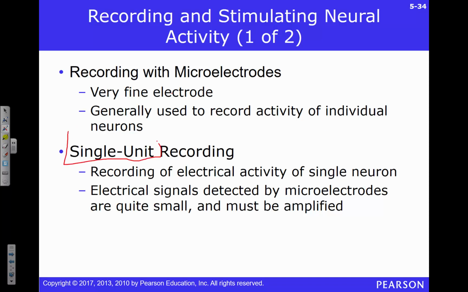We have what we call single unit recording. We're going to record from a single neuron. Now obviously we're talking about millivolts, right? Because we were saying like negative 70 millivolts to like positive 30 or 40 millivolts, right? That's the range. So we're going to have to amplify this, right?